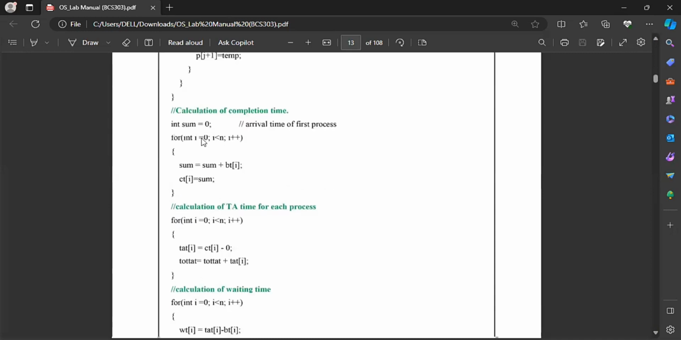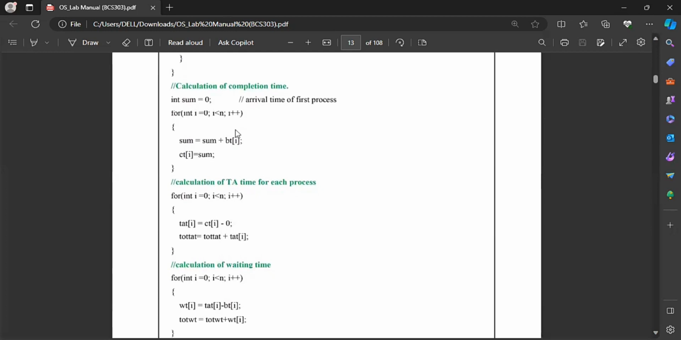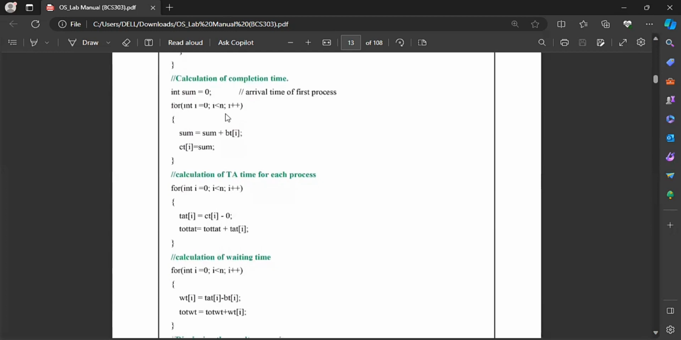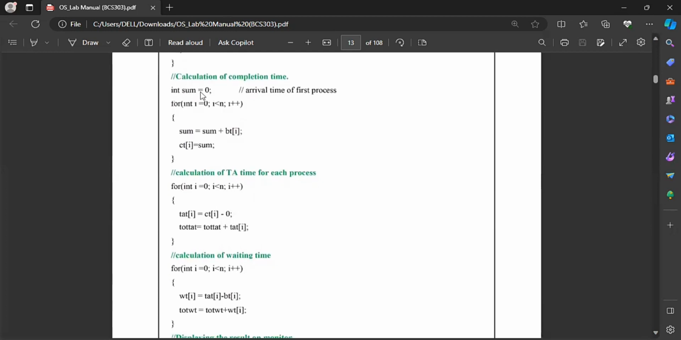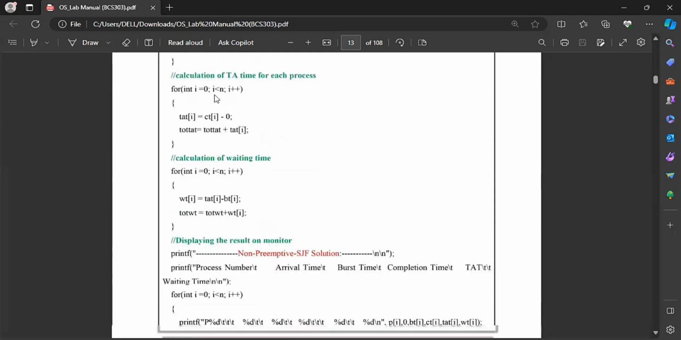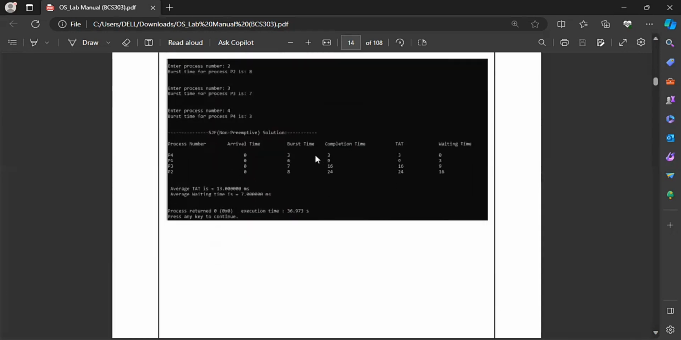After that we are calculating the completion time. How are we calculating the completion time? Initially the sum equals 0, right? Process P4 arrived at arrival time 0 and the burst time of process P4 is 3. So at 3 units, the process P4 completed its execution.